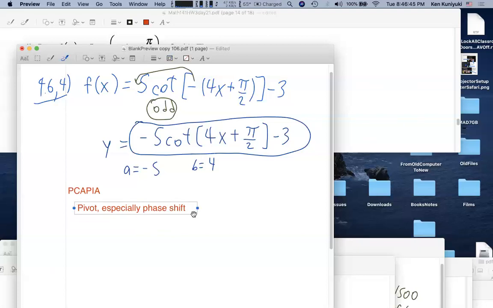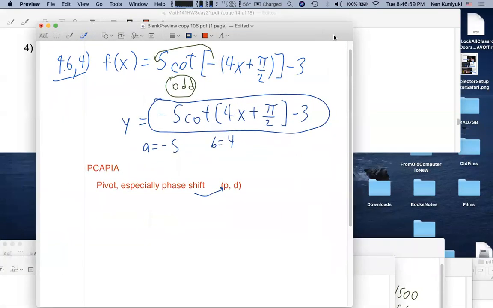All right, so what's the pivot? The pivot is P comma D, where little p is the phase shift. Okay, it's one of the hardest parts of the problem. In general, the x-coordinates are the hardest part of the problem: the phase shift and the whole deal of adding the increment. By far, that's the hardest part of the problem.